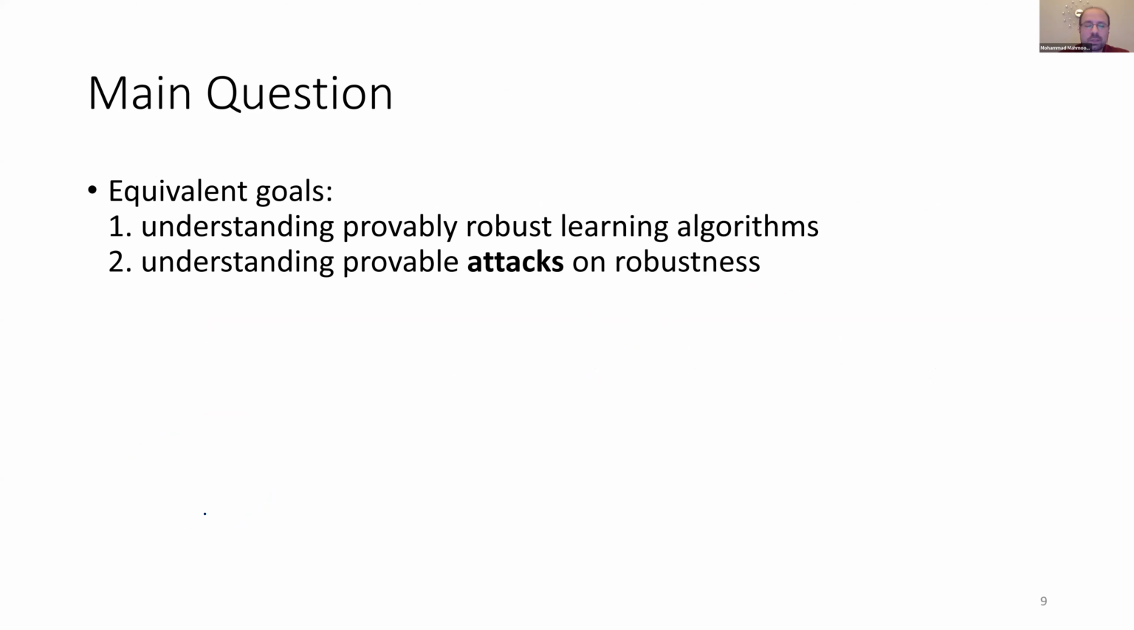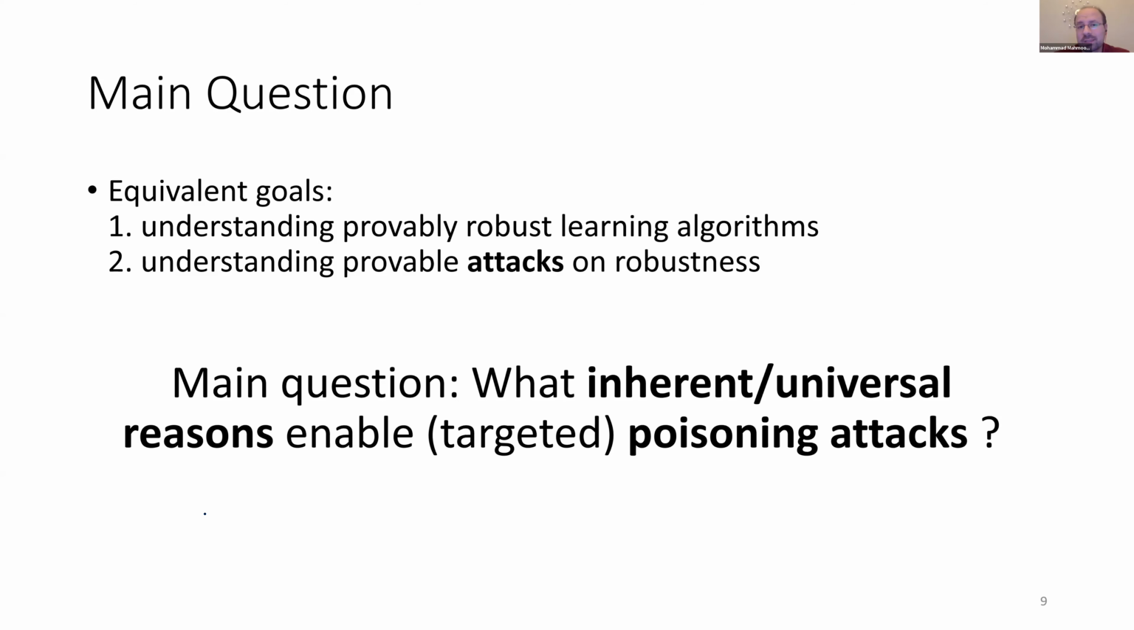And if we can understand what is the best possible attack, we would also understand what is the best possible learning algorithm. So it has merit to understand what is potentially an unavoidable attack, or in what settings certain attacks are enabled. And that's how we're going to study this question. We're going to ask what inherent or universal reasons would enable some targeted poisoning attacks. Under what conditions can we design generic poisoning attacks?